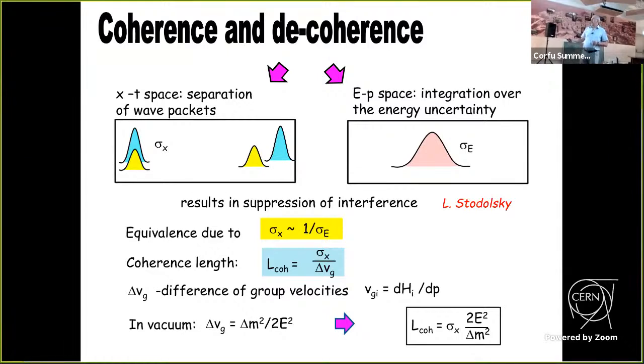So these two results: the decoherence results in suppression of interference. And actually, these two descriptions are equivalent because we have a connection between sigma x, the size in configuration space, and the inverse uncertainty in energy, or uncertainty in the momentum. So we introduce the coherence length, which is sigma x over the difference of group velocities, and group velocity is just the derivative of the Hamiltonian over p. So in vacuum, the difference of group velocities is proportional to delta m squared over energy squared. And so you get the coherence length, which is proportional to sigma x, the size of the wave packet, and energy squared over delta m squared.